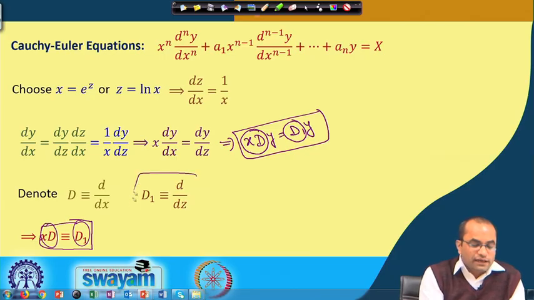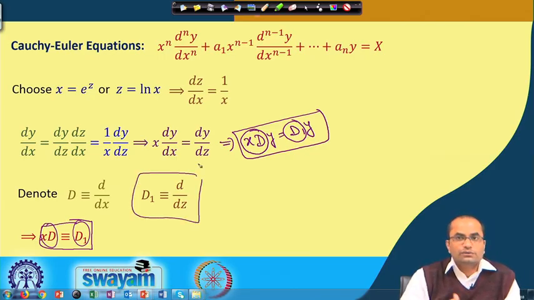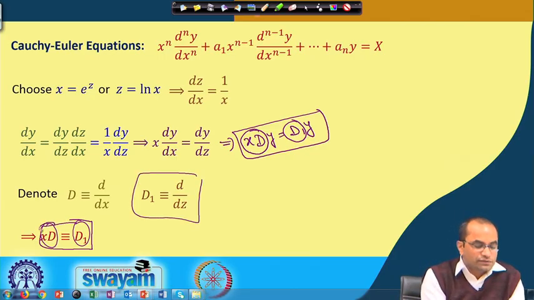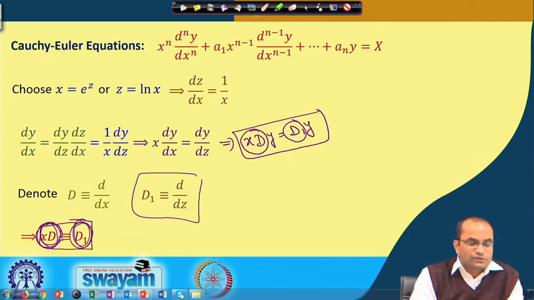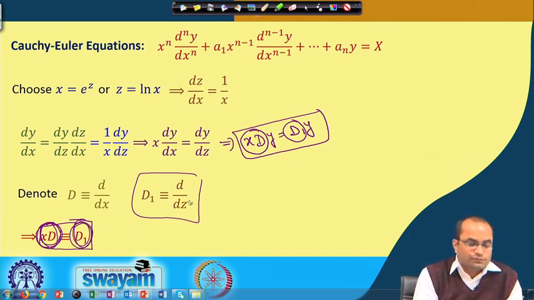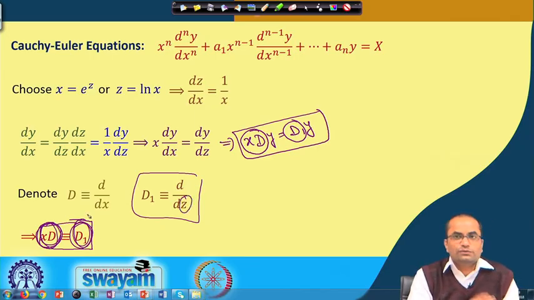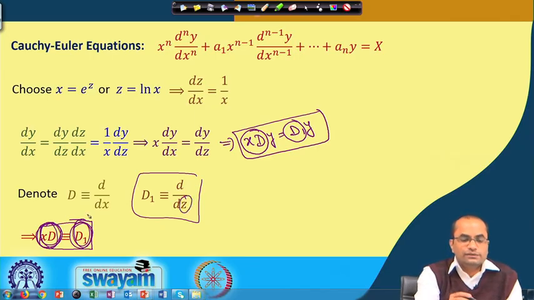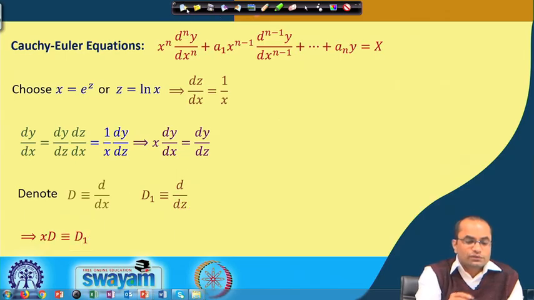And that will actually help to change this equation into constant coefficients, because all these x D and x square D square, which we will see now, will also be converted into D 1 form without the presence of the independent variable x, only the new independent variable z. So, we will convert the whole equation to this constant coefficient equation.